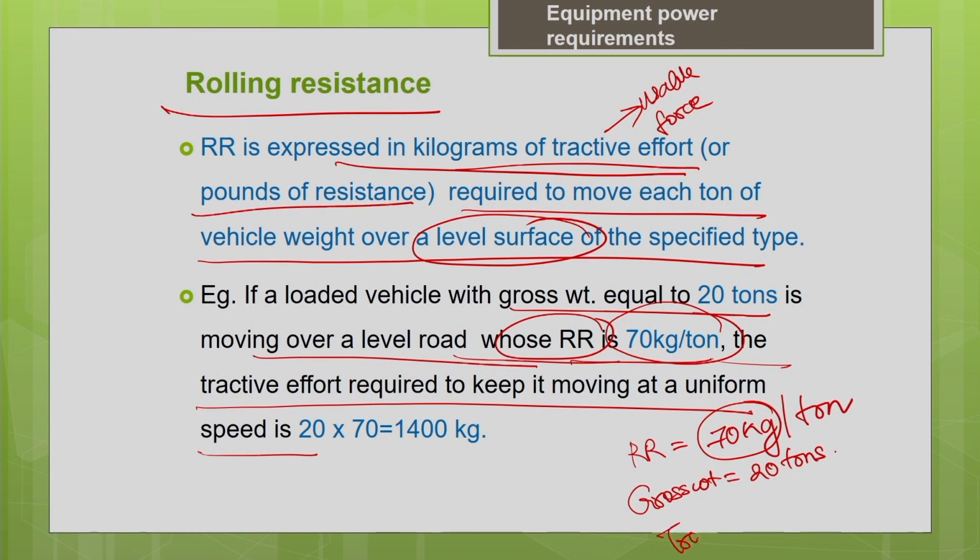Now, you can calculate the tractive effort needed to overcome this rolling resistance and keep the machine moving. Let us multiply the weight of the machine, 20 tons, into 70 kg. That gives you 1400 kg. So, this is the tractive effort needed to move the machine over this particular surface. Why do we calculate all these things? So that you can make the selection of your machine accordingly. The required power to overcome this resistance is 1400 kg, so you have to select the machine so that this much power is available with that machine to overcome this resistance in this project site.